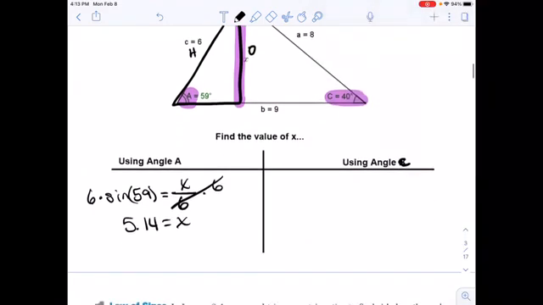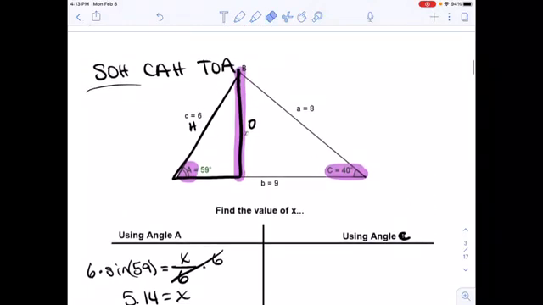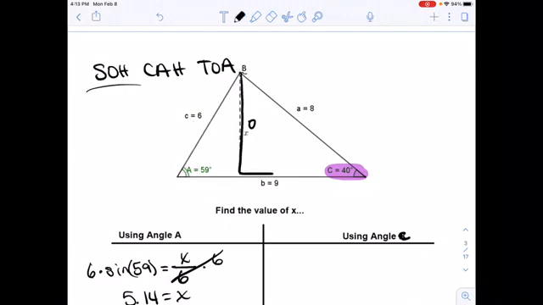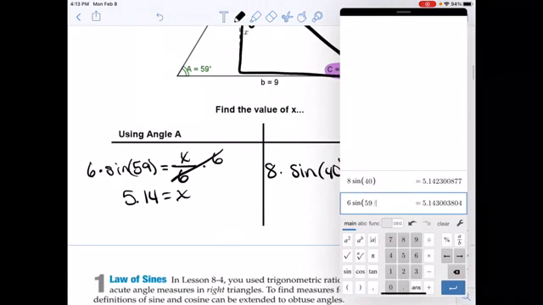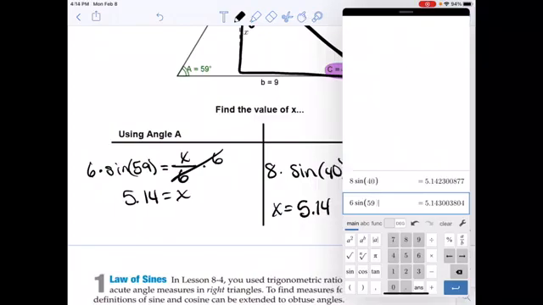Now if we solve using our angle C, once again we're looking at a different triangle, but this happens to also be opposite and hypotenuse. So we have sine of 40 degrees this time equals x over 8. Multiply 8 on both sides to solve, and we end up getting x is equal to 5.14 as well. You can tell on the calculator they are not exact, but they are exact rounded to the hundredth, and I would say that is close enough.